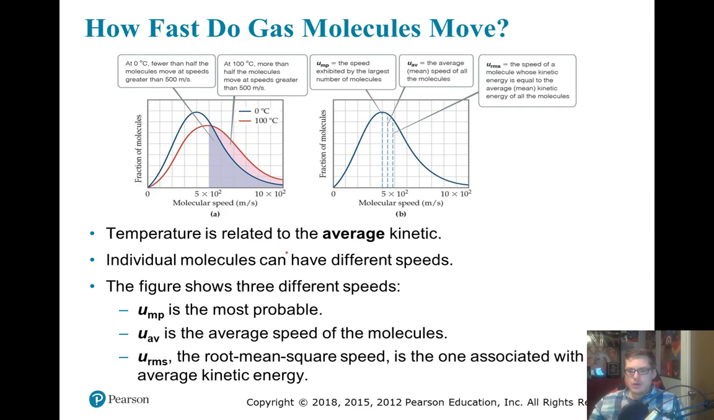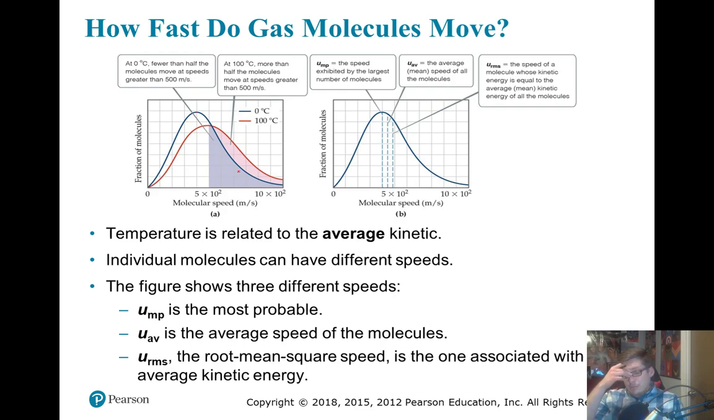Okay, so the UMP is the speed, and for whatever reason the textbook uses U for speed. So UMP is the most probable speed. Okay, so it's the speed exhibited by the largest number of molecules. So essentially it's whatever the peak is. All right, that's your UMP.